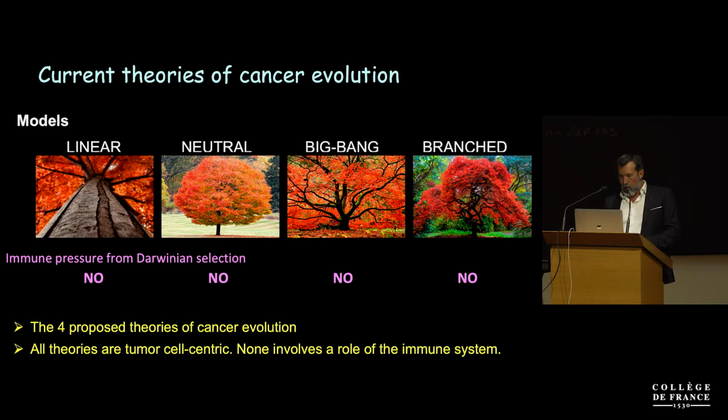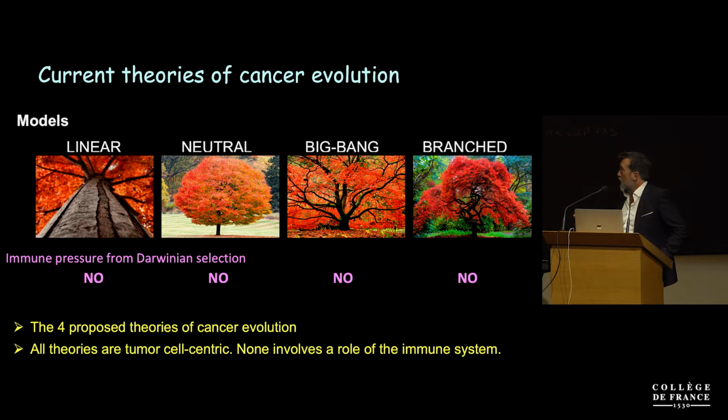And just as a reminder, of the theories of cancer evolution, there are 4 main models that have been proposed. First, the linear model, saying that you have a sequence of different driver mutations that is needed before cancer evolution and dissemination. The neutral model, in contrast, says that there's no selection whatsoever of particular cell clones. The Big Bang model, in contrast, says that you need to have multiple driver mutations before dissemination can occur.